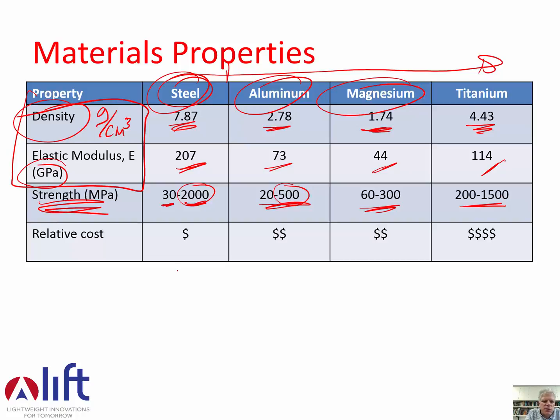Relative cost, the reason we see a lot of steel in vehicles is it's the cheapest. Aluminum costs more. Magnesium is not necessarily a whole lot more than aluminum. It's a little more difficult to process sometimes. It's somewhat different properties. It can be a little more expensive. Titanium is actually quite expensive. That's the reason we don't see a whole lot of that in vehicles.